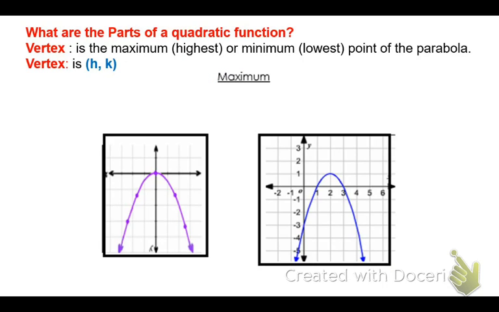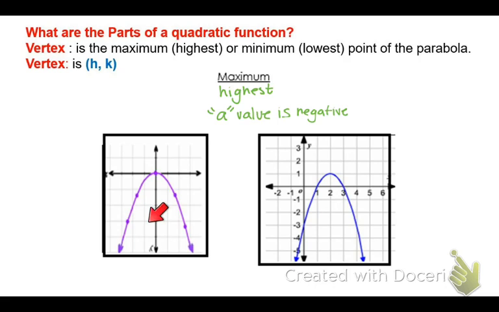Now, continuing on with vertex, we're going to look at the maximum. Minimum was the lowest point. Maximum is going to be the highest point. Now, if we are looking at an equation, we have a maximum when the a value is negative.